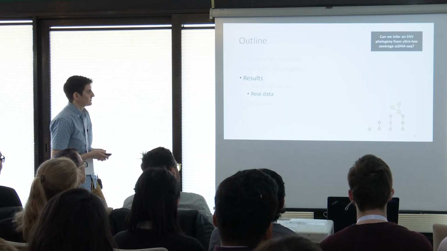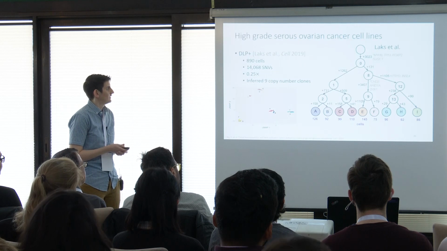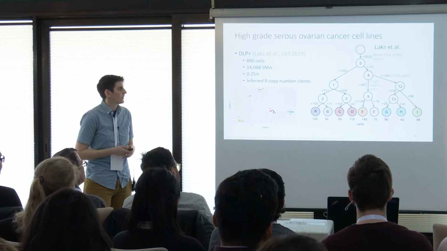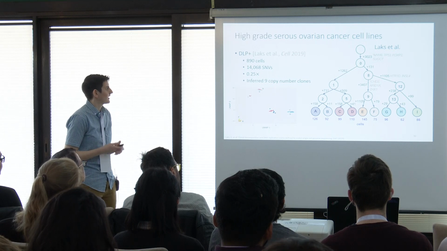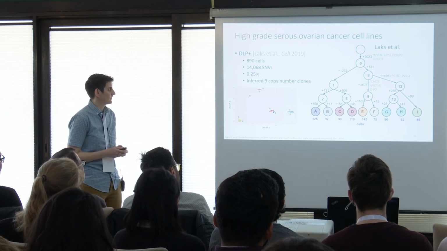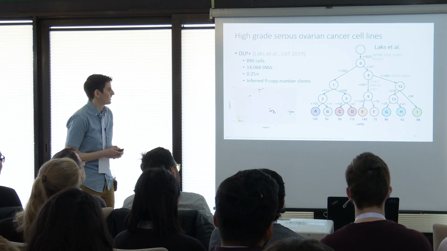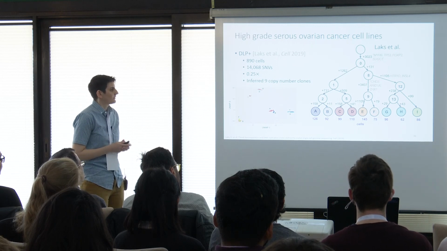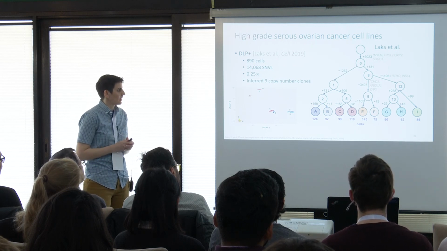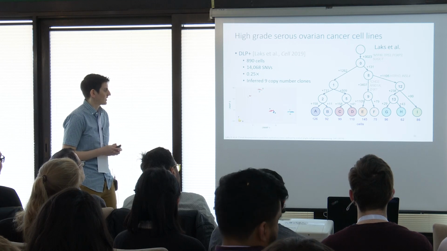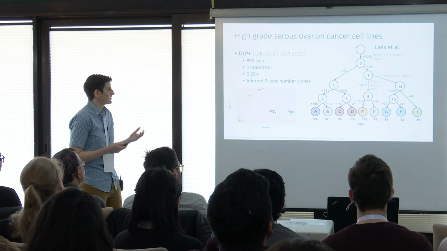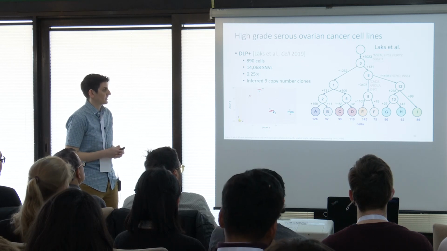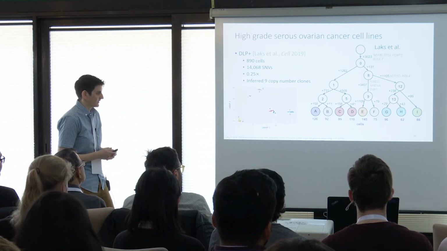Okay, so moving on to real data. We looked at a data set of ovarian cancer cell lines. This was sequenced with DLP+, 890 cells, 14,000 SNVs, and a coverage of 0.25x. Using the ad hoc baseline method that I described, you can see what these clusters look like in the embedding space. They originally inferred 9 copy number clones and then inferred a tree on these clones.